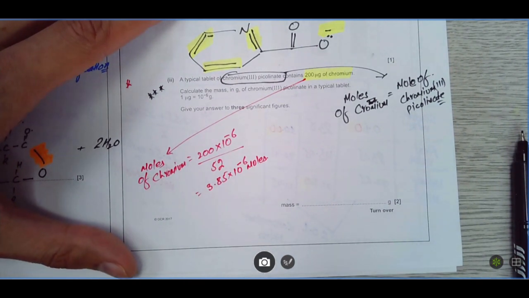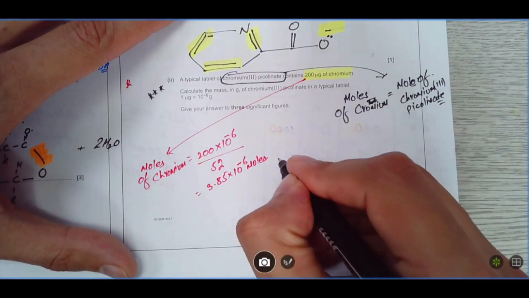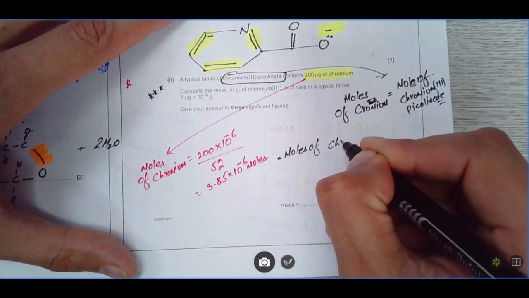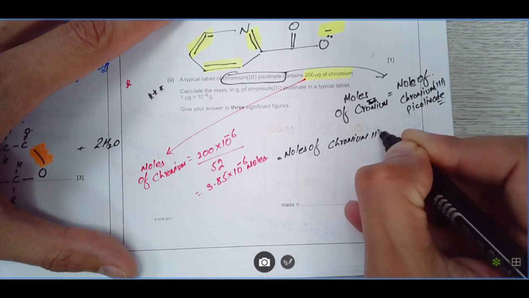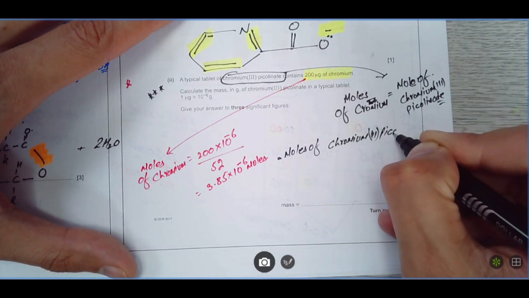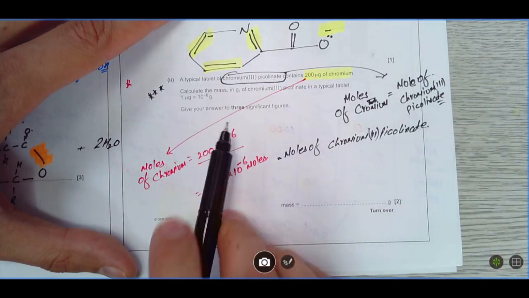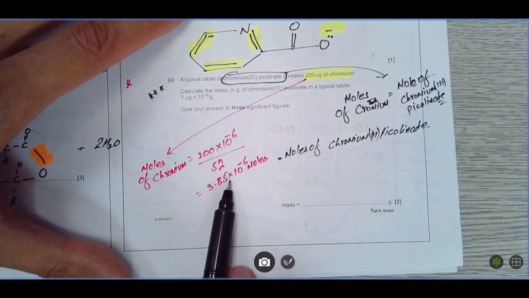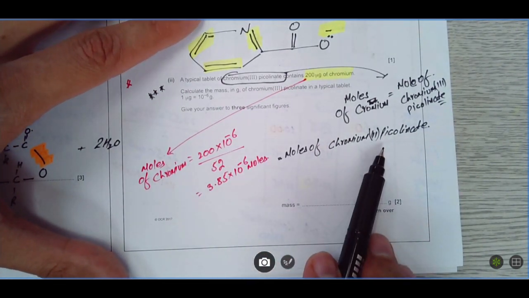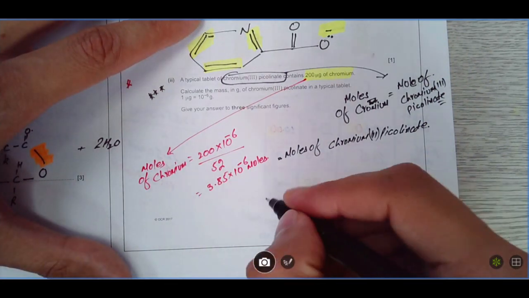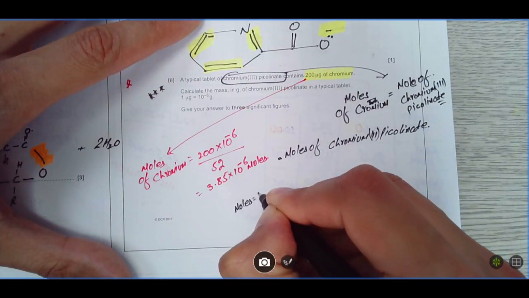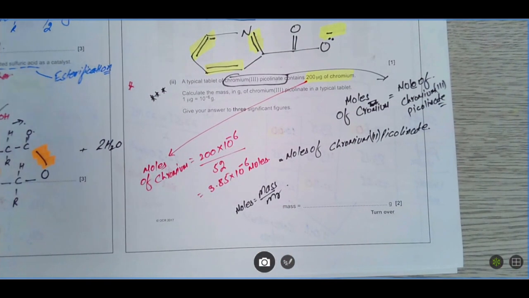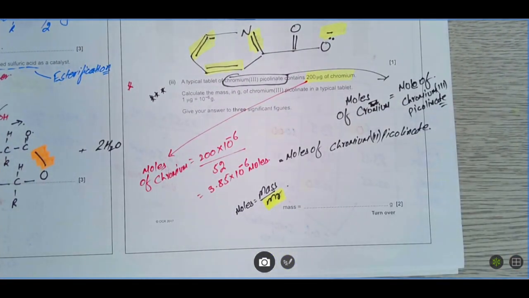So the moles of chromium will also be the moles of chromium 3 picolinate. Now the question says calculate the mass in grams of chromium 3 picolinate in a typical tablet. In a tablet, there are this many moles of chromium 3 picolinate. To find the mass, I'll use the formula: moles equals mass over Mr. Now it's another challenge to work out the Mr of the molecule above.